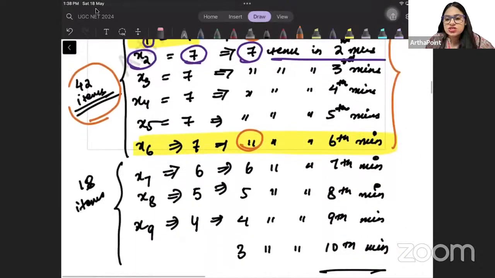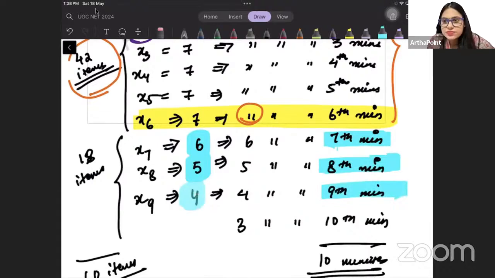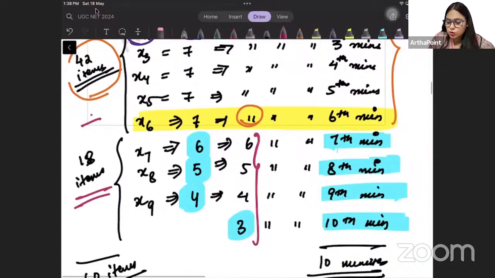So this is what I have done here. In the 7th minute, I have counted 6 items. In the 8th minute, I have counted 5 items. In the 9th minute, I have counted 4 items. In the 10th minute, I have counted 3 items. Now, the moment I have counted these items, the total comes up to 60 items.